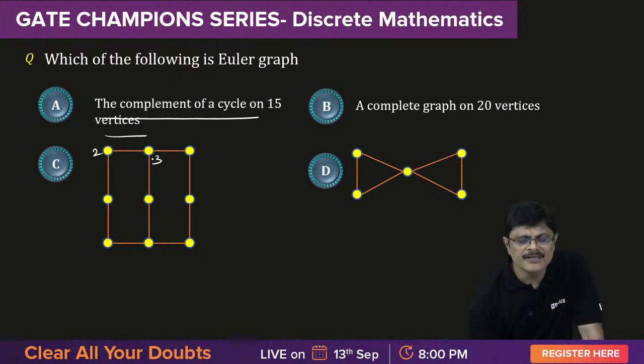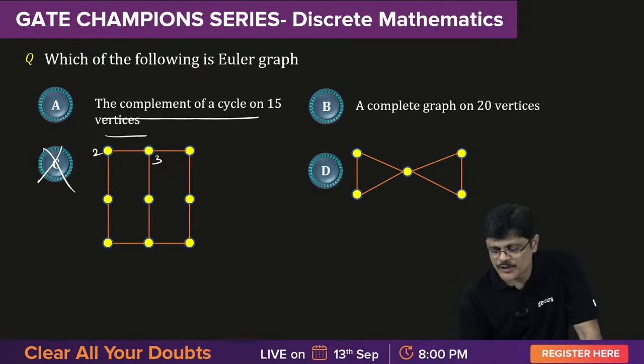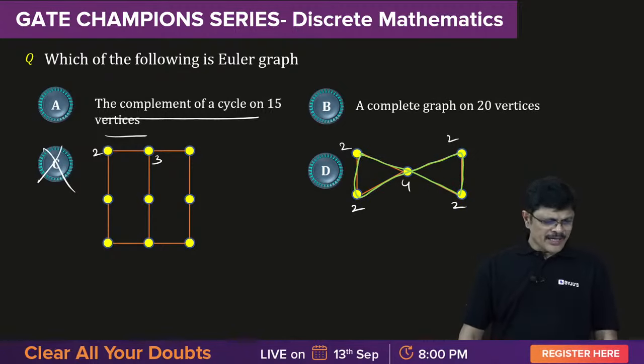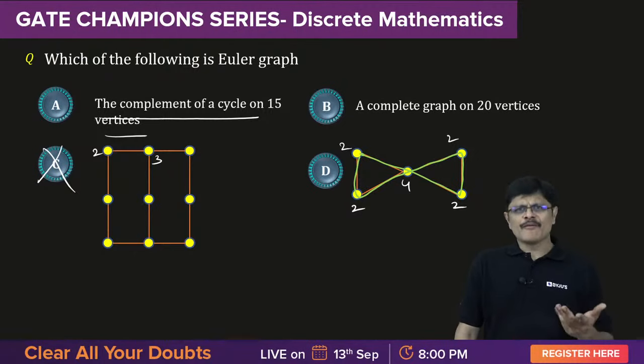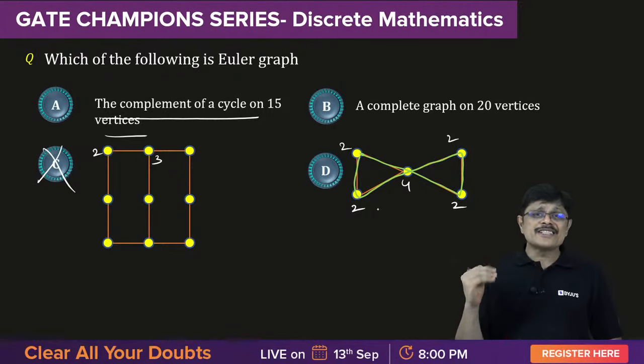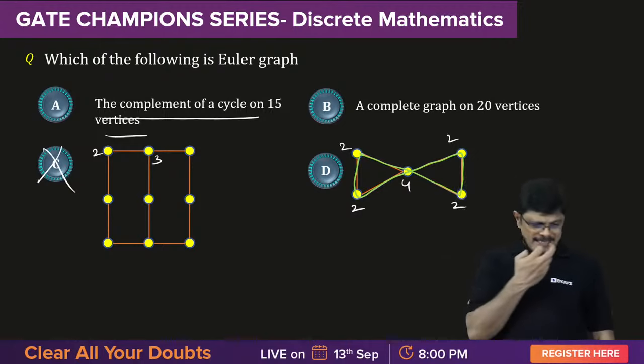2. Degree of this is 3. It cannot be an Euler graph, sir. Degree of every vertex must be even. You see, the degree of this vertex is 2, 2, 4, 2, 2. So here you can start at some vertex, cover all the edges of the graph and come back to the starting vertex without repeating any edge. Therefore, it has an Euler circuit. Because this graph has an Euler circuit, you call it an Euler graph.